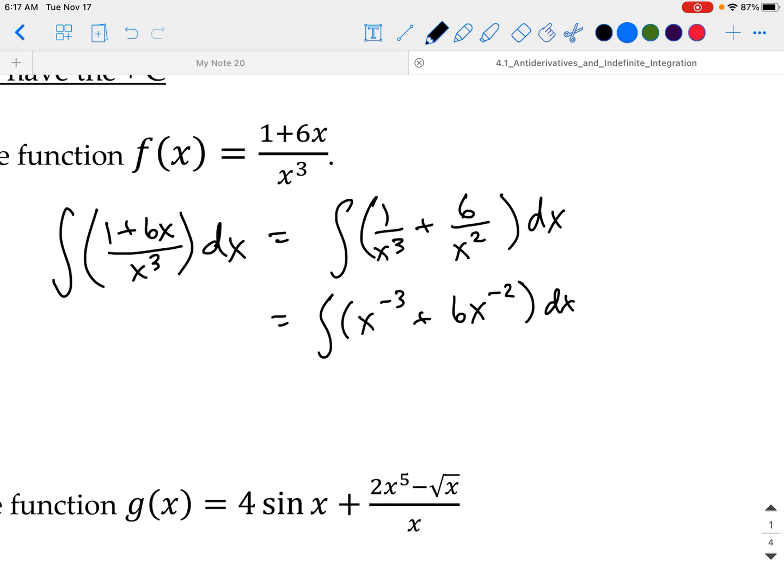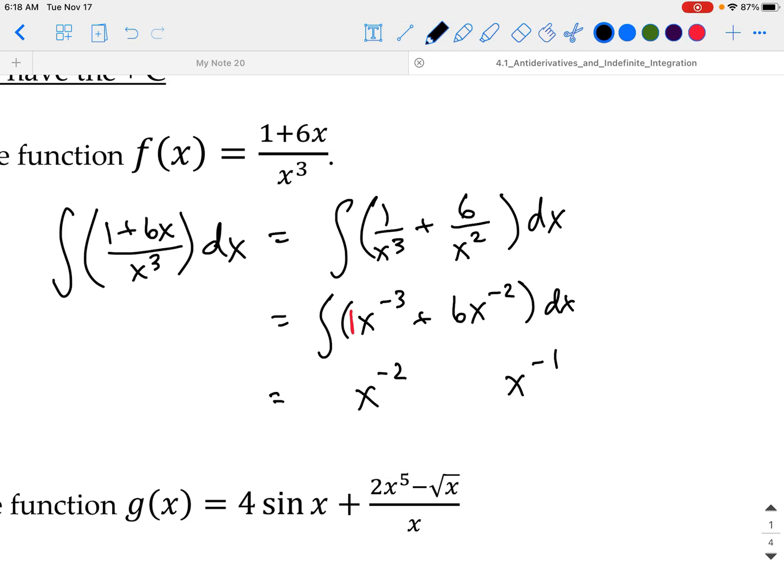And now we're just going to reverse the differentiation process. So x to the negative 3, if we go backwards, means we're going to have x to the negative 2. And then for x to the negative 2, we're going to have x to the negative 1. And now we need to play around with what coefficients we need to give us the correct derivative. So clearly the coefficient on the x cubed is 1.